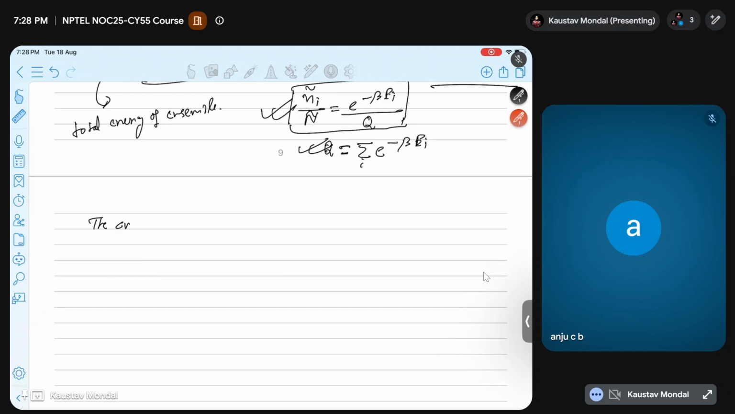The average energy of the member is E equal to E tilde by N tilde. So E tilde is the total energy of the ensemble, and N tilde is the total number of members inside the ensemble, right? So if you divide these two things with each other, then you will get the average energy of each of the members. Okay. So after getting that, you can calculate the internal energy.